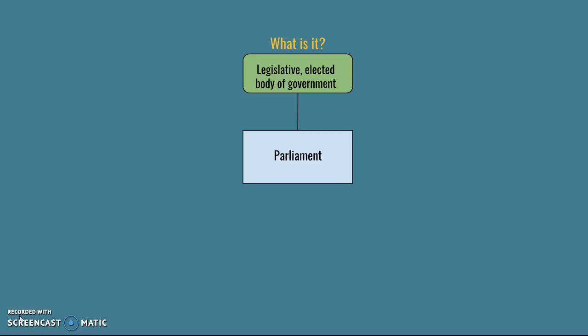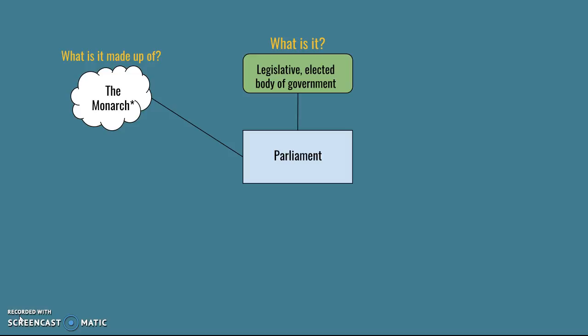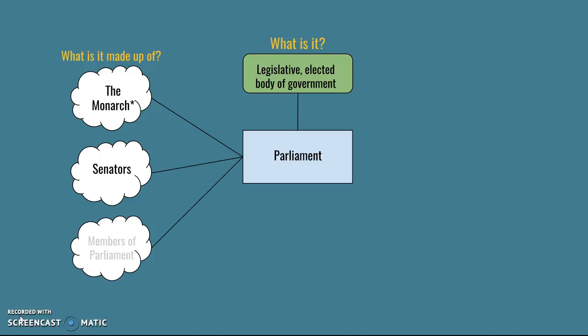Okay, so what might it be like? This is where I change the question specifically. Instead of what it's like, I have a piece that defines what it's made up of. And so here we have the monarch. Within our own parliamentary system, we do not necessarily have a monarch representing herself, but we have a governor general who stands in place for the monarch. Next, we have senators who also make up the parliament. And finally, members of parliament or MPs.